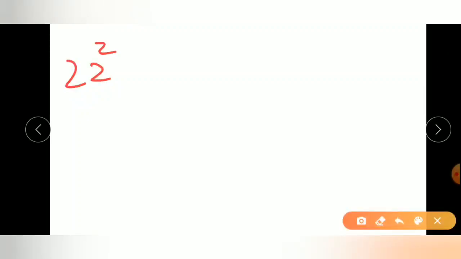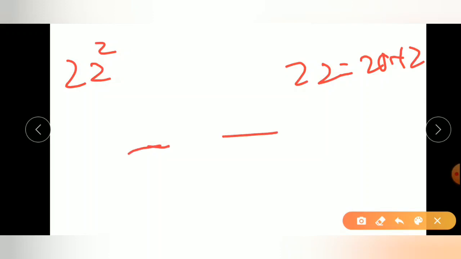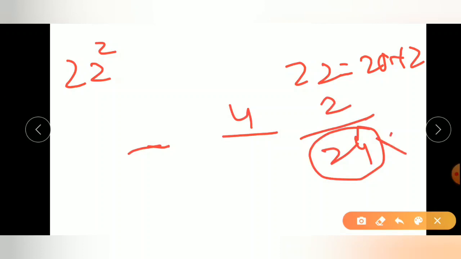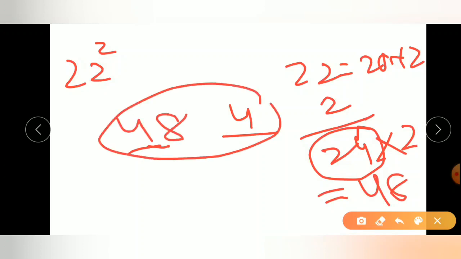Let's take another example. Square of 22. Square of 22 means 20 plus 2. We have to add in the first place square of the 2, then we have to add 22 plus 2 equal to 24, and we have to multiply by 2 because our base is 20. So we have to write 48 in the second place. So our answer is 484.